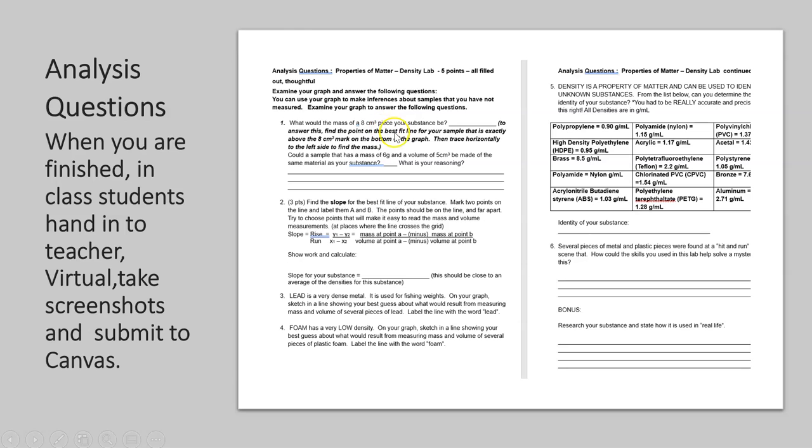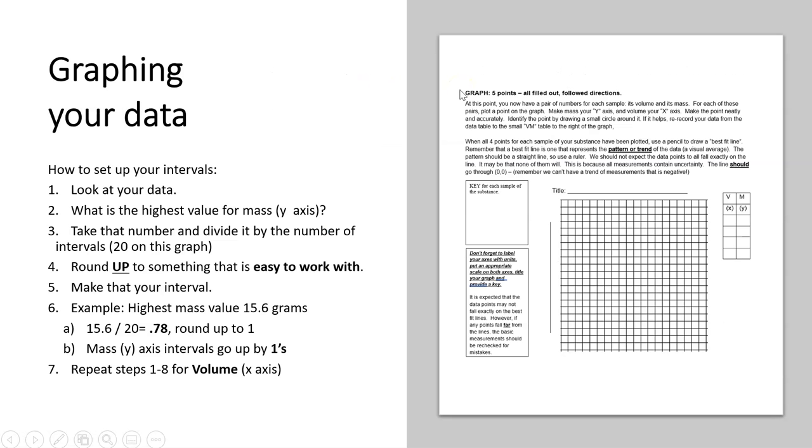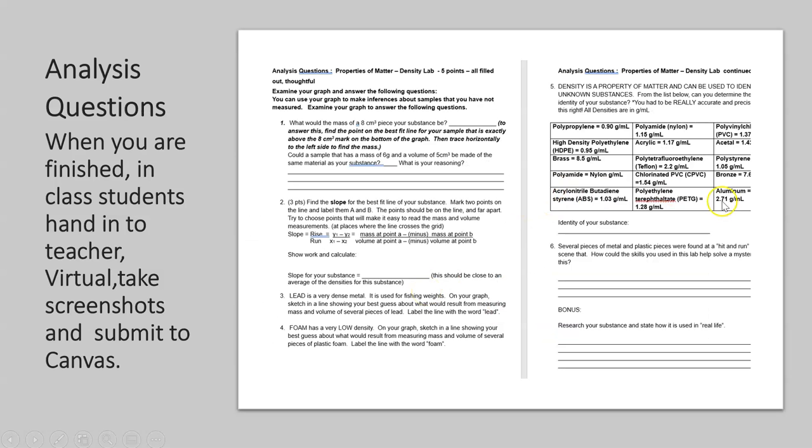To answer this, find the point on the best fit line for your sample that is exactly above the 8 centimeter cubed mark on the bottom, or x-axis, of the graph. So you're going to trace up from the x-axis to the line, and then trace horizontally to the left side to find the mass. For you, it's going to look something like this. I'm going to go up and stop wherever that best fit line is, and then go over from the best fit line and see what this number is.